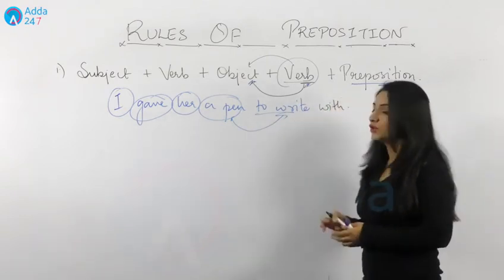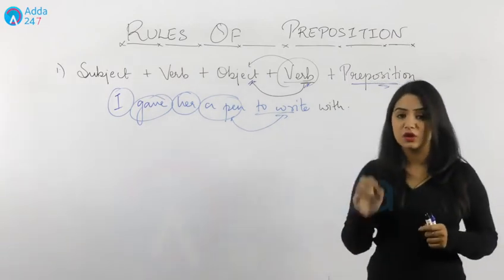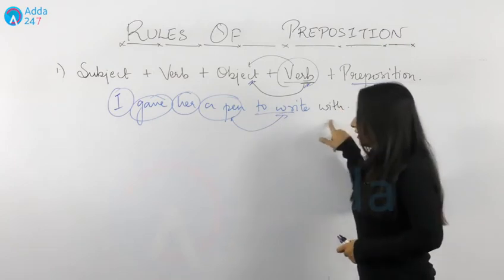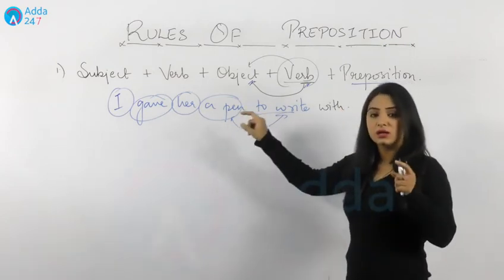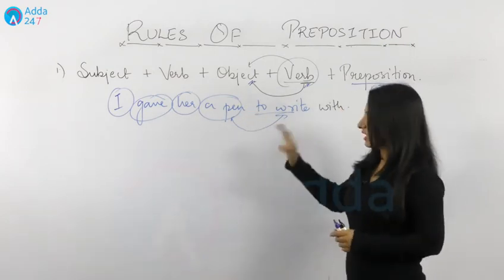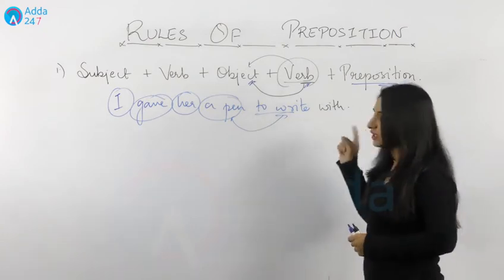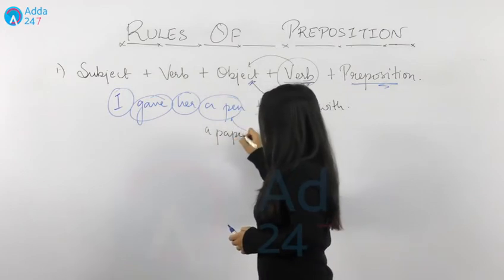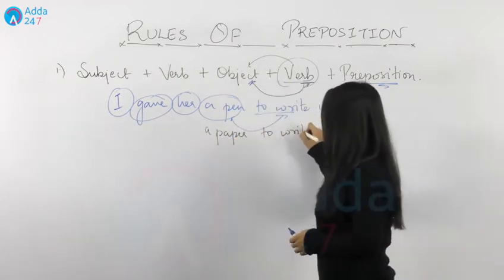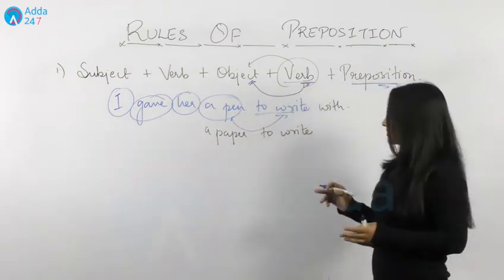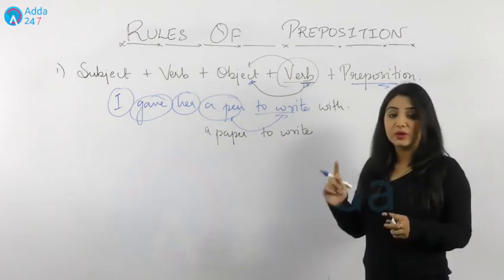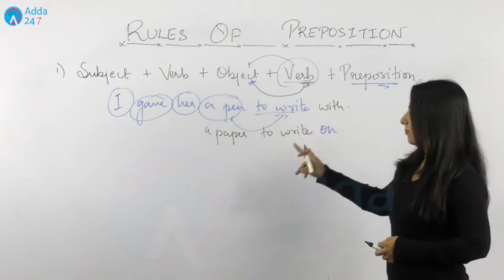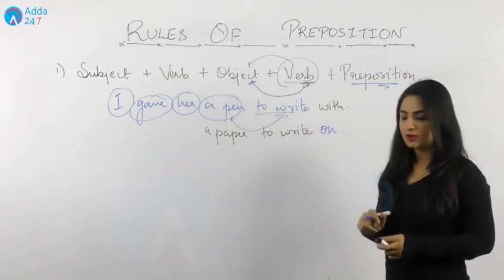Why? Because when I told you that we follow agency functions somewhere, in that condition we place with a countable non-living noun. So that is why I gave her a pen to write with. Or I can say, I gave her a paper to write. Now here I cannot say he will write with a paper. We write on a paper. So what we write is on. I gave her a paper to write on, right?